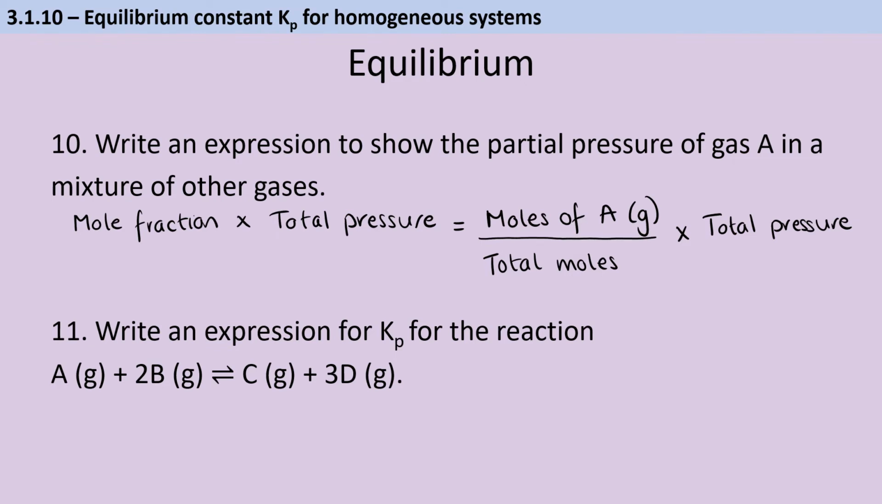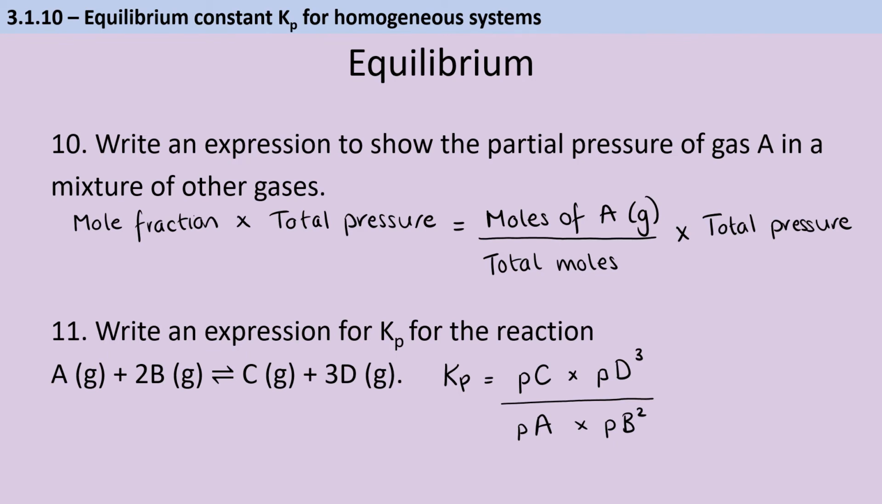If we're going to write an expression for Kp, there's a little bit of variation between different books and different ways of writing it. So essentially what we always have is the products on the top and the reactants on the bottom, and we always have things raised to the power of however many moles there are. So we're going to start out with Pc times Pd cubed divided by Pa times Pb squared.